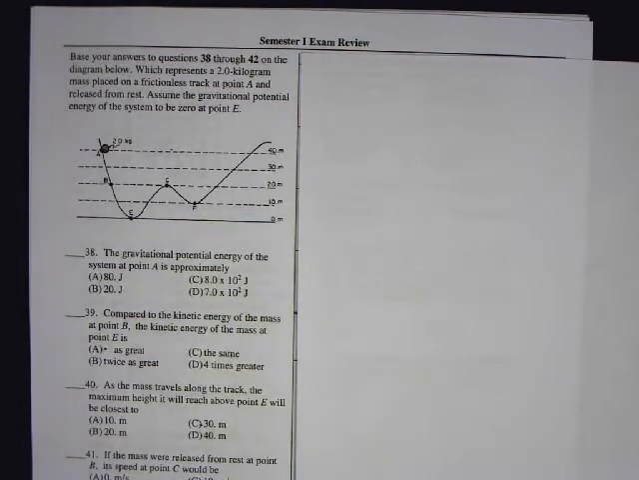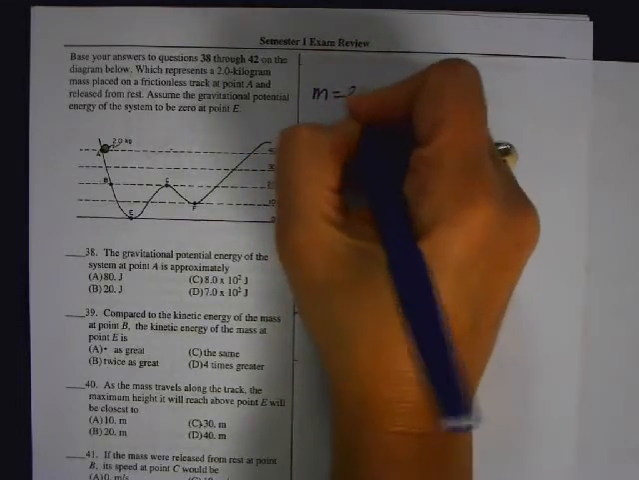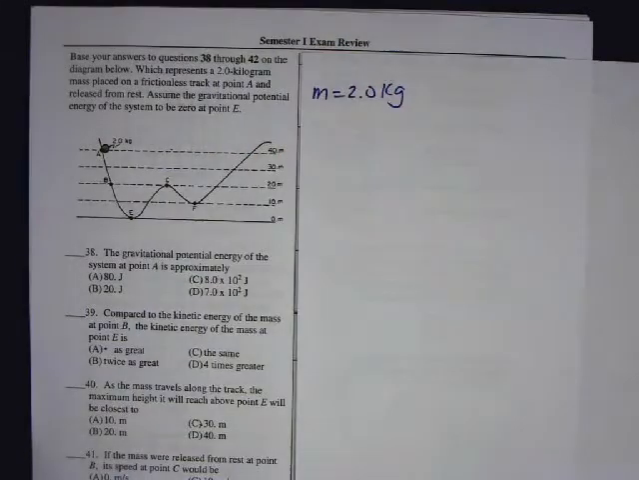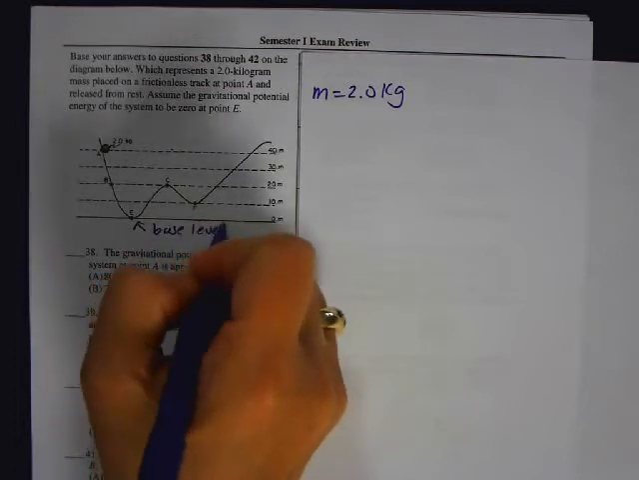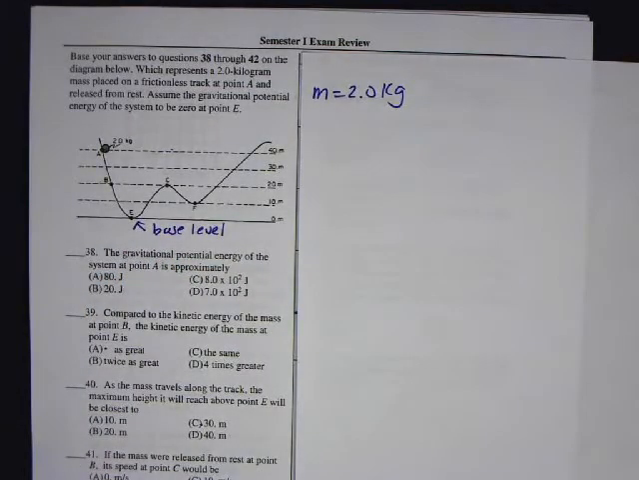So now we see that we have a diagram, and it says base your answers to questions 38 through 42 on the diagram below, which represents a 2 kilogram mass. It's placed on a frictionless track at point A and released from rest. Assume the gravitational potential energy of the system to be 0 at point E. So point E here is my base level, because they're telling me that the potential energy is 0.